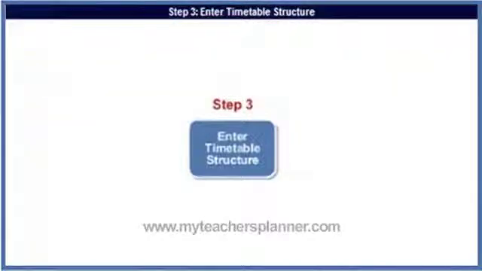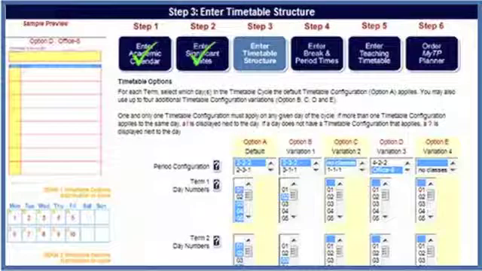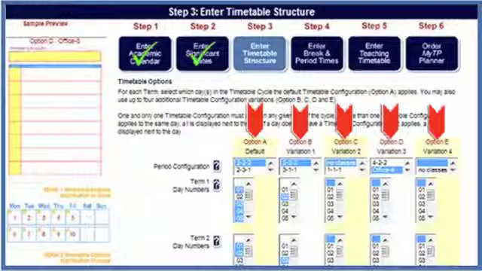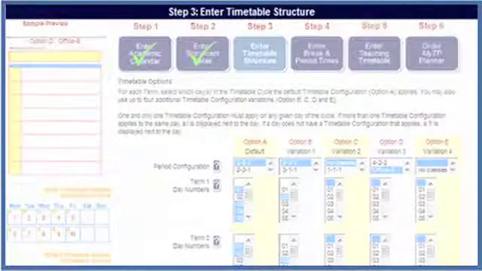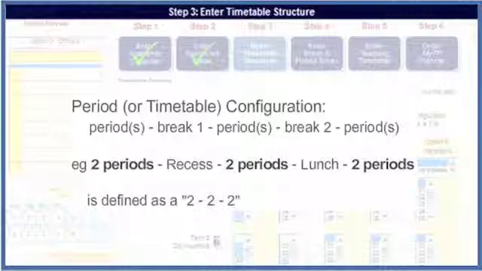In Step 3, Enter Timetable Structure, you may set up to 5 timetable configurations for each term. A timetable configuration defines the number of periods before the first break, the number of periods between the first and second breaks, and the number of periods after the second break. For example, if in your college there are 2 periods before the first break, 2 periods between the first and second breaks, and 2 periods after the second break, the timetable configuration would be defined as a 2-2-2.